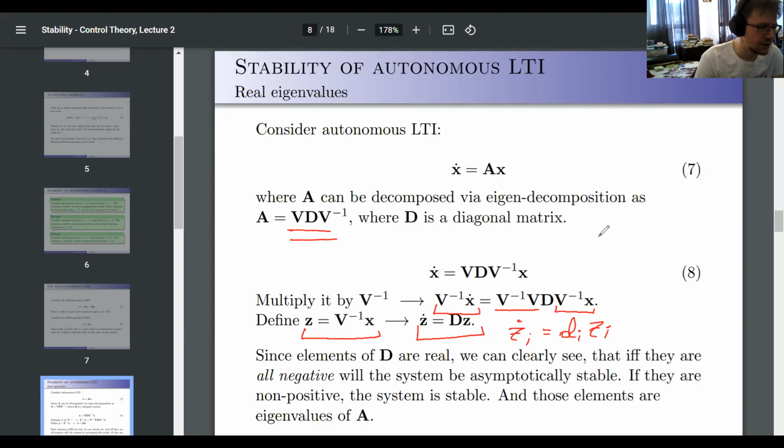Okay. And that means that for all i, d i has to be negative or 0.